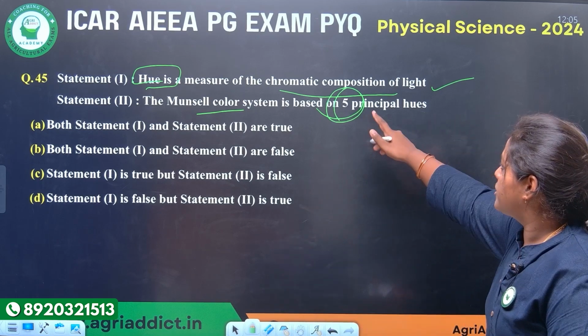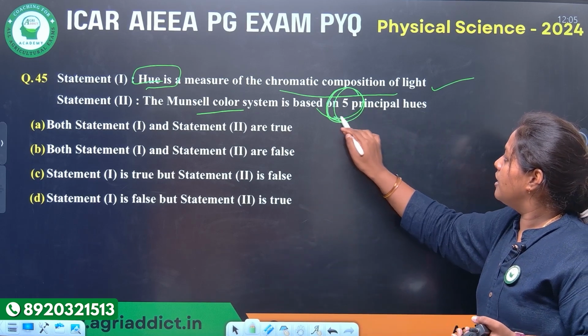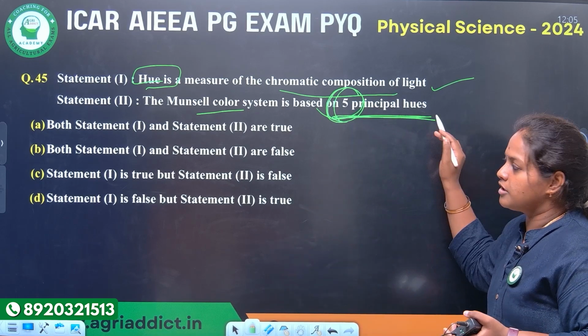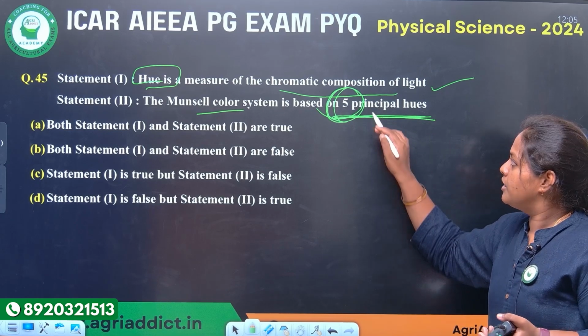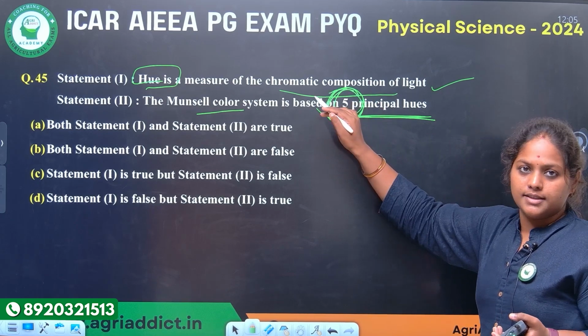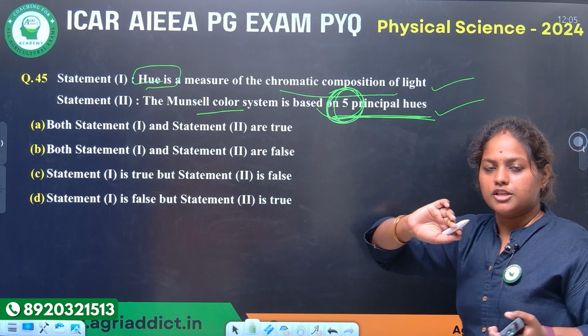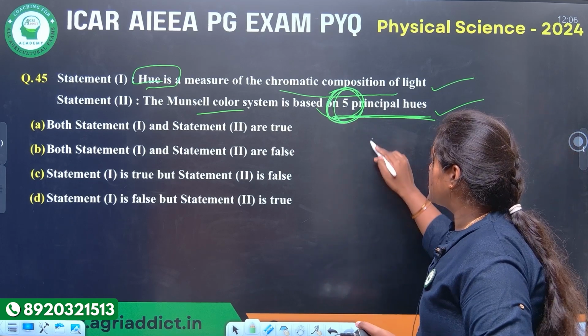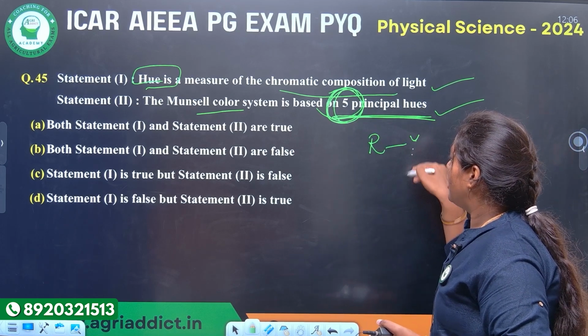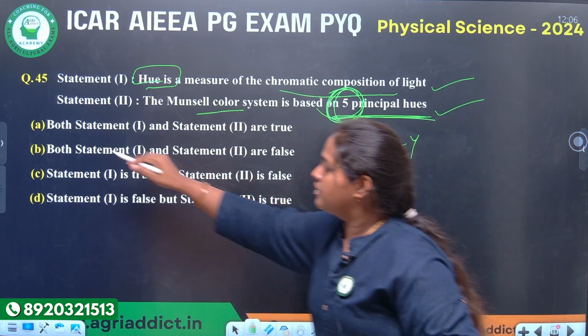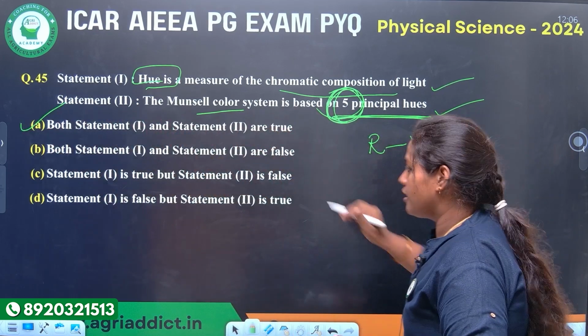Here they have twisted the question by asking the number of principal hues in the Munsell color system. They have given it as 5. This is true because there are 5 principal hues in the Munsell color system ranging from red to yellow. So the answer is A. Both the statements are correct.